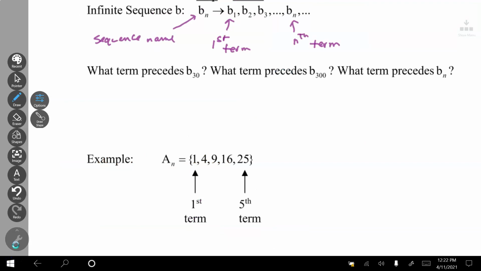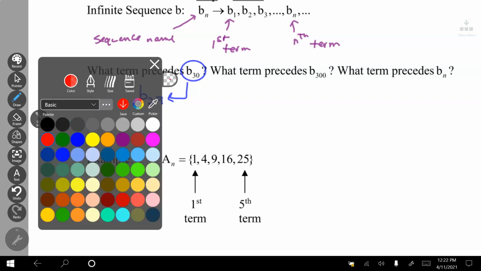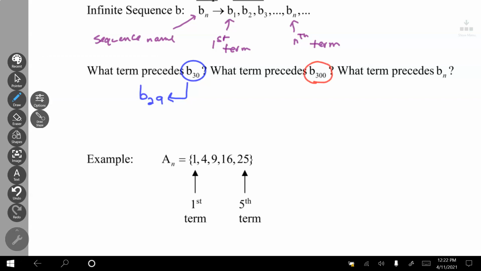So let's talk about the way we do things. What term precedes b sub 30? Well, b sub 30 is the 30th term. So what comes before 30? 29. So b sub 29 is right before b sub 30. What is right before b sub 300? Well, what comes before 300? 299. So b sub 299 is right before b sub 300.